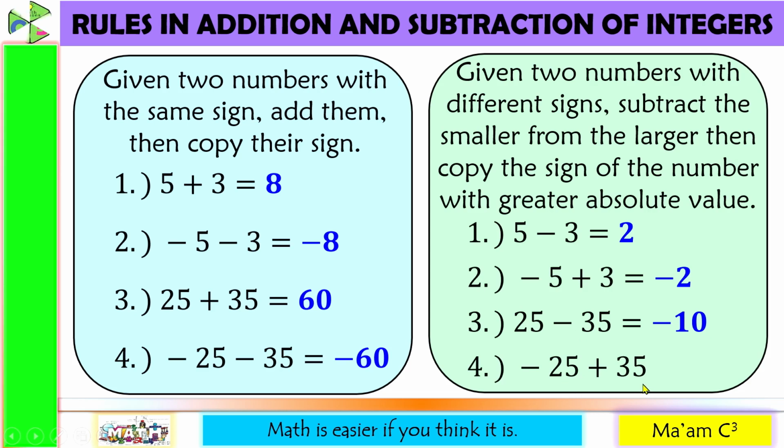25 is less than 35, so again we subtract 25 from 35. And 35 minus 25 is equal to 10. Now for the sign, since the absolute value of 35 is greater than the absolute value of 25, and the sign of 35 is positive, then our answer should also be positive. By the way, just a review, the numbers that we add in addition are what we call addends, and the answer is sum. For subtraction, the first number is minuend, the second number is subtrahend, and the answer is difference.